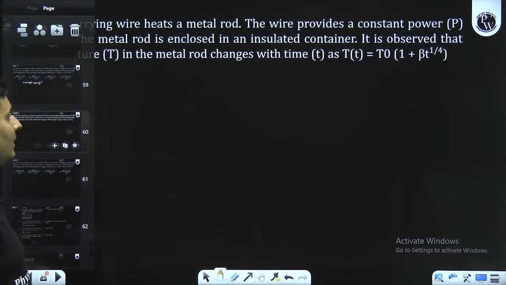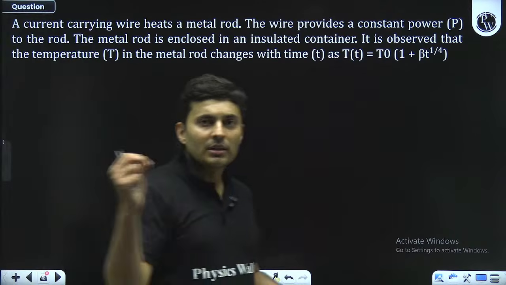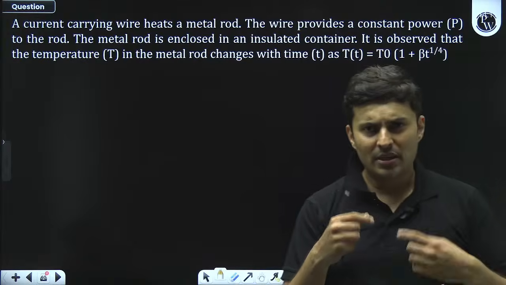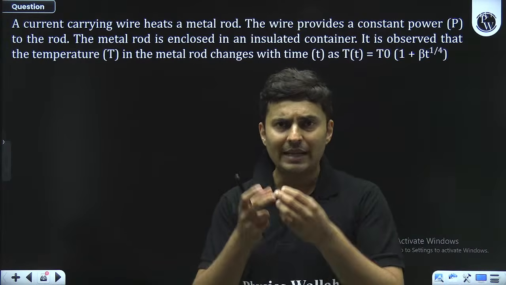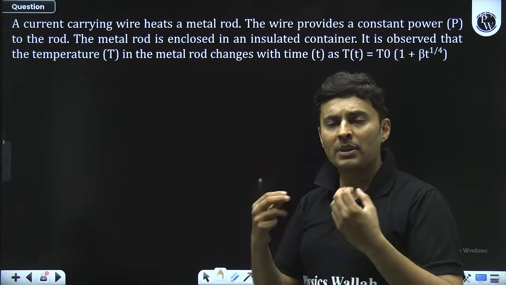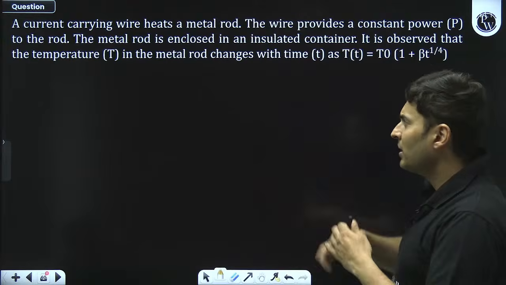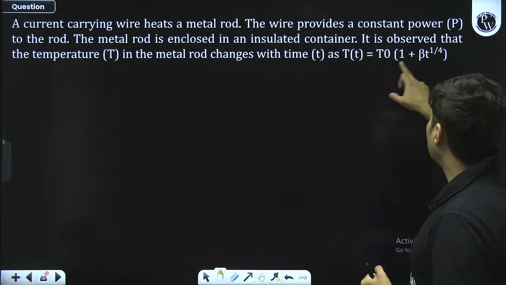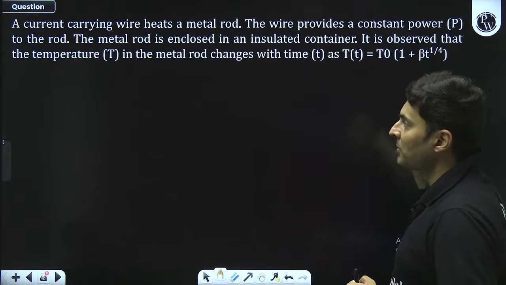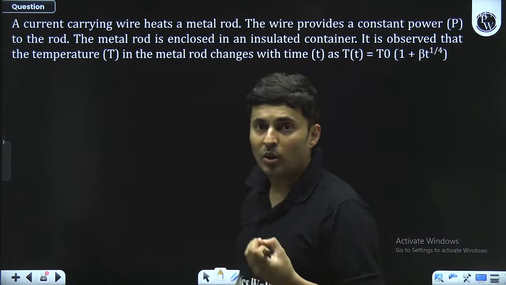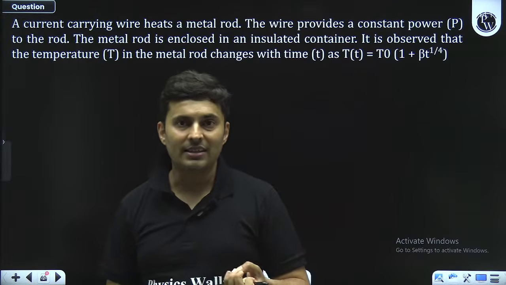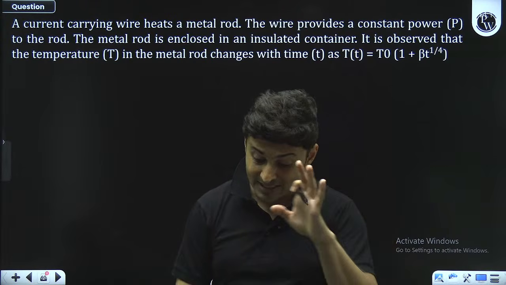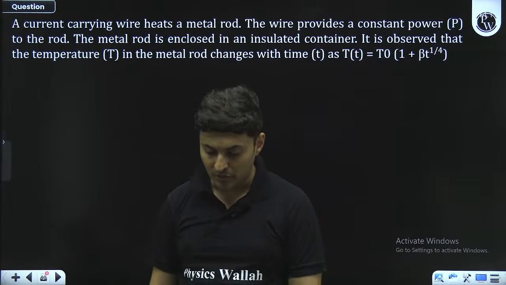Let's try to understand this question. Current is being sent into that wire, so there will be some Joule heating. Heat will be produced, and because of that heat, the wire will get heated up. The heat is not being lost anywhere. It is inside only, and because of that, the temperature is changing with this equation. So the question is to figure out what the heat capacity is. Heat capacity is different from specific heat capacity.